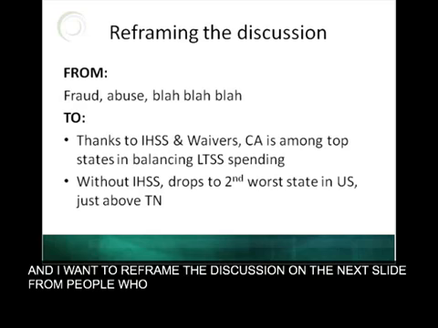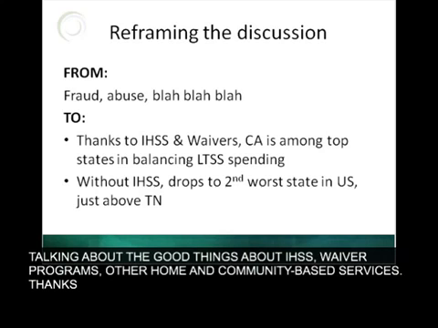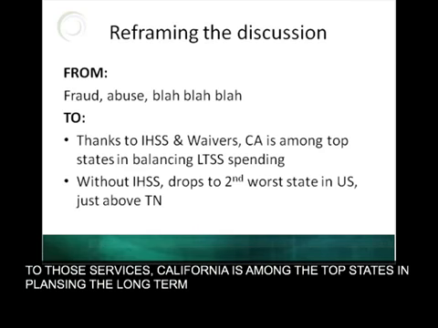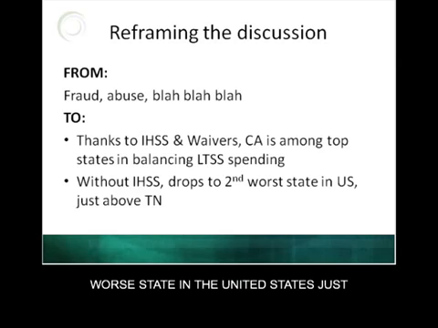And I want to reframe the discussion on the next slide from people who talk about fraud and abuse, to shift the discussion to talking about the good things about IHSS, waiver programs, and other home and community-based services. Thanks to those services, for example, California is among the top states in balancing long-term care spending. That's great. And I did a little analysis that I haven't shown you, but without IHSS, California would drop to the second worst state in the United States, just above Tennessee. So remember, when IHSS was threatened with elimination, that's what would have happened. California would have become another Tennessee.